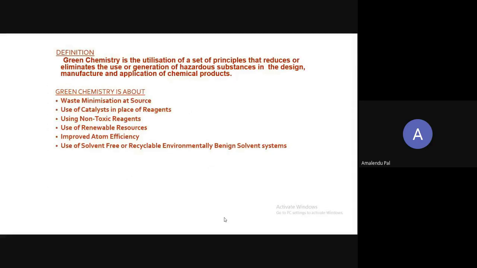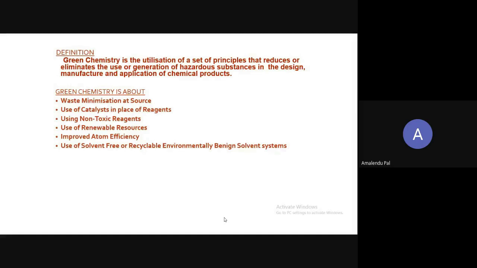What is the definition of green chemistry? Green chemistry is the utilization of a set of principles that only reduce, because eliminating is not possible, that's true, the use and generation of hazardous substances in the design, manufacture and application of chemical products. So green chemistry means waste minimization at source, and use of catalyst in place of reagent. Most of the time we are still using reagents rather than catalysts. Using non-toxic reagents: mostly organic chemicals are toxic, so we have to use some non-toxic reagents in our laboratory.